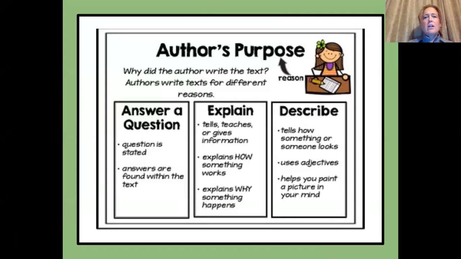Just as a review before we start, the 3 types of author's purpose we have discussed are answer a question. That means a question is stated and answers are found within the text. We've also talked about explaining, which tells, teaches, or gives information, explains how something works, or explains why something happens. We've also done describe, which tells how something or someone looks, and uses adjectives to help you paint a picture in your mind. So describing, remember, is when you find adjectives in your writing that help you to create a picture of what you've just read.